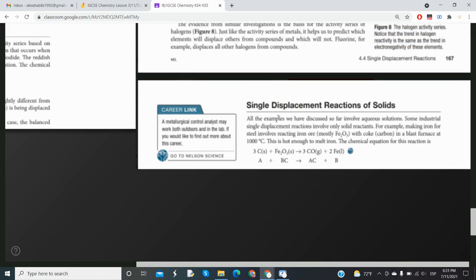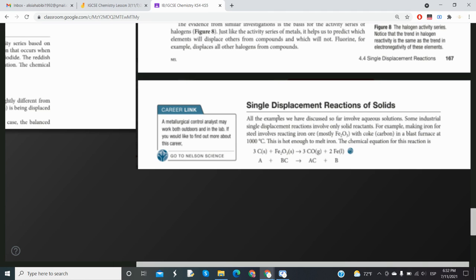The last one is, what about single displacement reactions that involve solids? This one is a little bit different. Again, we have to look at the activity series to determine what displaces what. But here it says some industrial single displacement reactions involve only solid reactants. They're just giving you situations where you might have a single displacement reaction of solids.